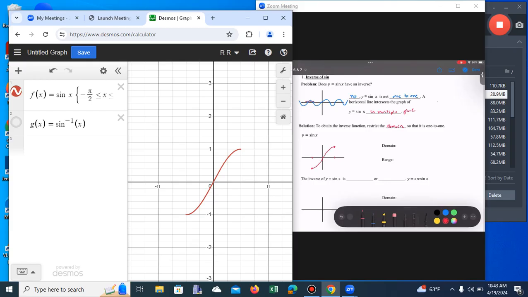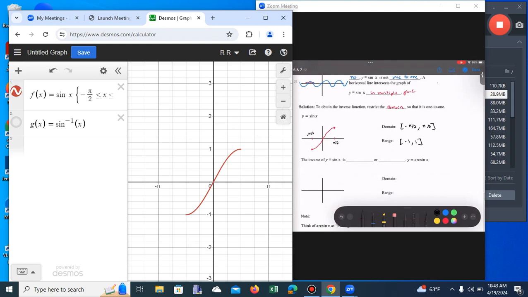It's not a straight line. The sine does have a curve to it. But you end up with the domain restricted to negative pi over 2, pi over 2, and your range will go from negative 1 to 1. Okay. The inverse of sine then is inverse sine of x, or we can call it arc sine of x.